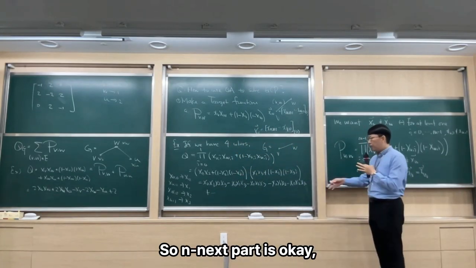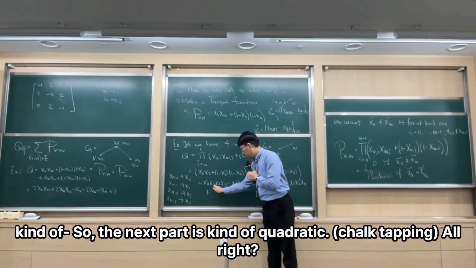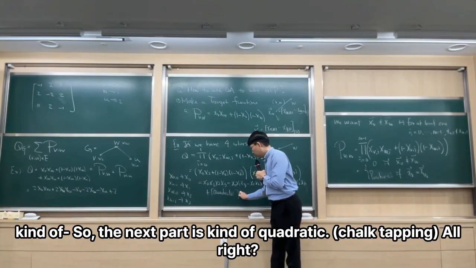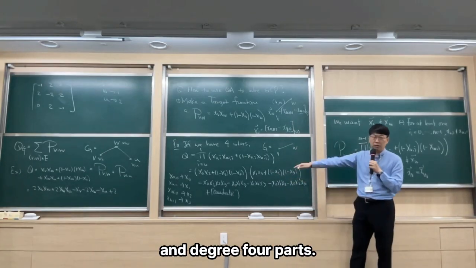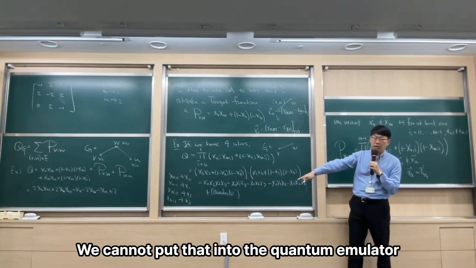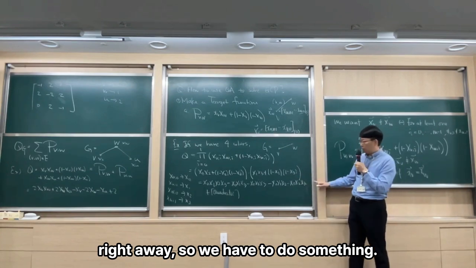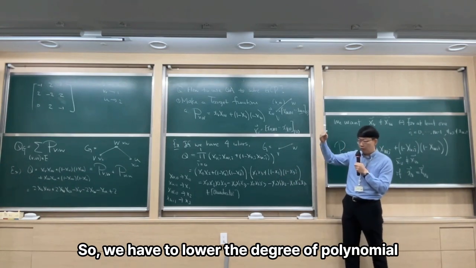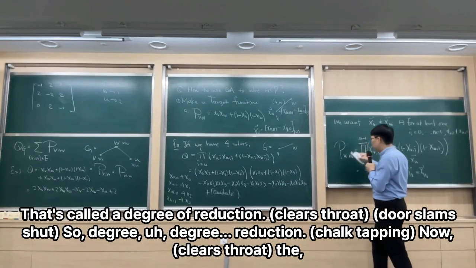So the next part is kind of quadratic, right? Because that's the degree 2 part. But the problem is we have degree 3 and degree 4 parts. We cannot put that into the quantum layer right away. So we have to do something. We have to lower the degree of the polynomial to 2. That's called degree reduction.